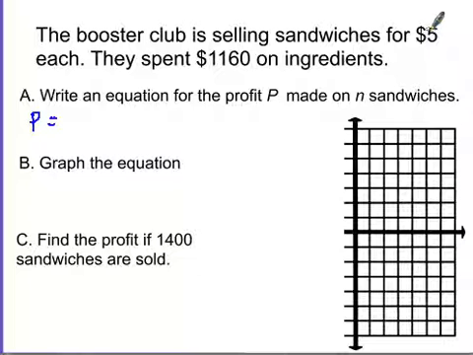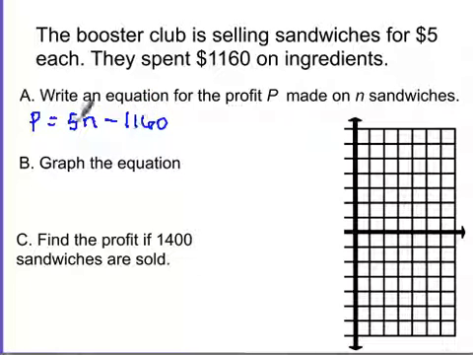It would be -5, because they're selling them for $5 each? But you're trying to find the profit. You're gaining $5 for each sandwich, so it's +5 times the number of sandwiches. Minus 1,160. Why minus? Because you're spending that much. You spent that much before you ever even made a sandwich. That's taken away from the profit.